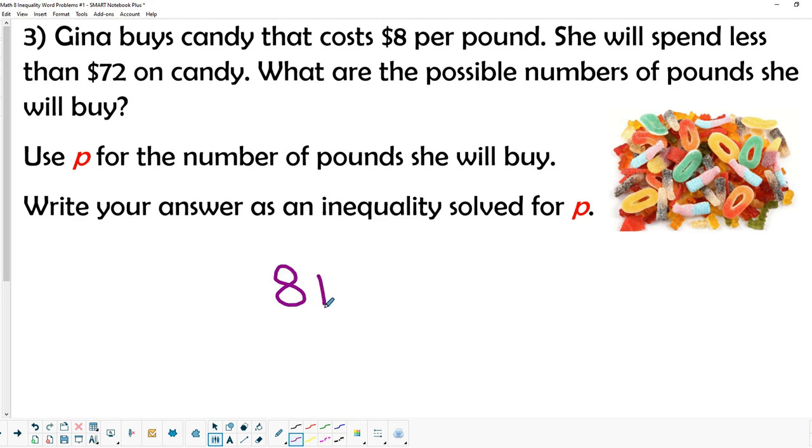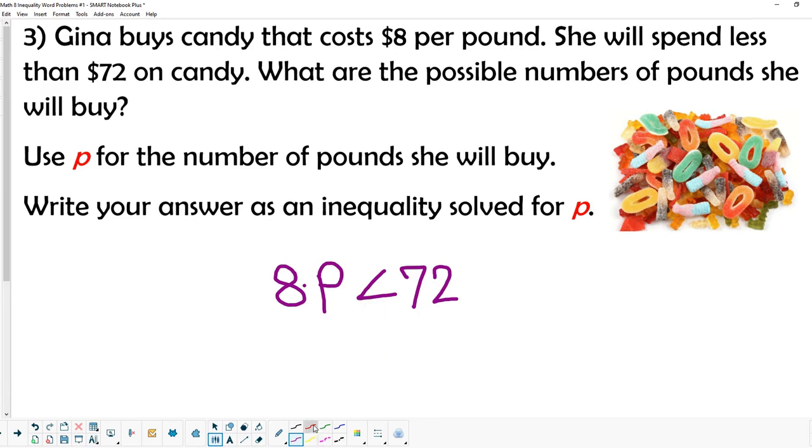So it's $8 per pound, so I'm going to put P on there. And then we're going to multiply those two together. And we know that she's going to spend less than $72 total on the candy. So maybe she has a budget of 72, but she doesn't want to spend all of it. So she'll spend something less than 72.